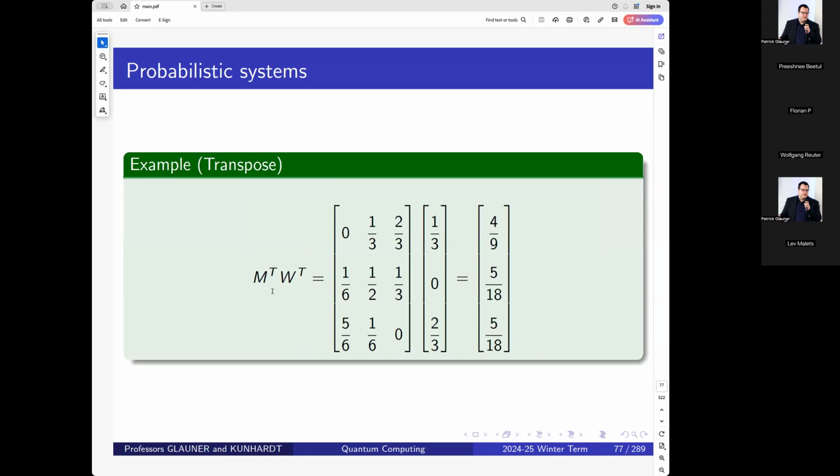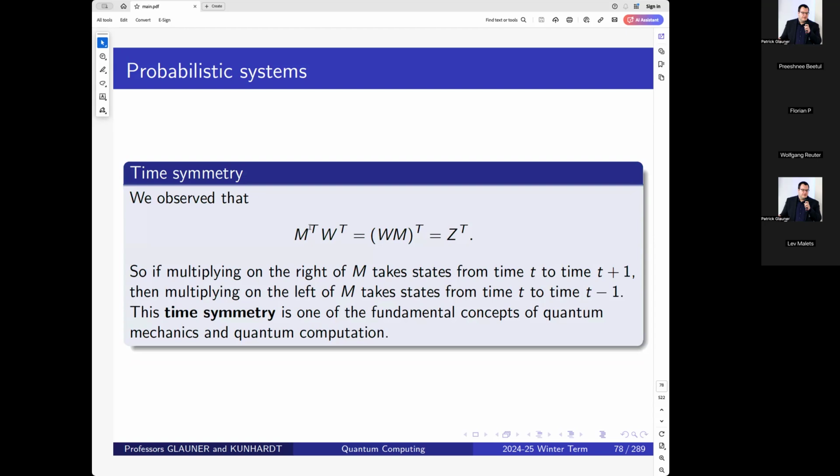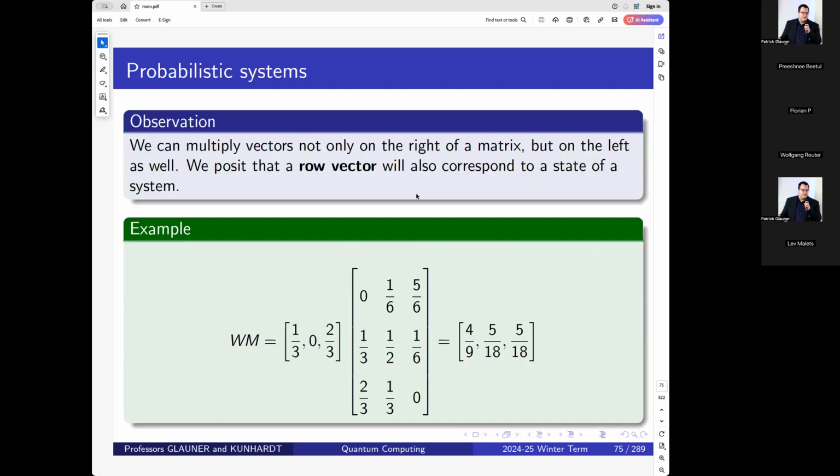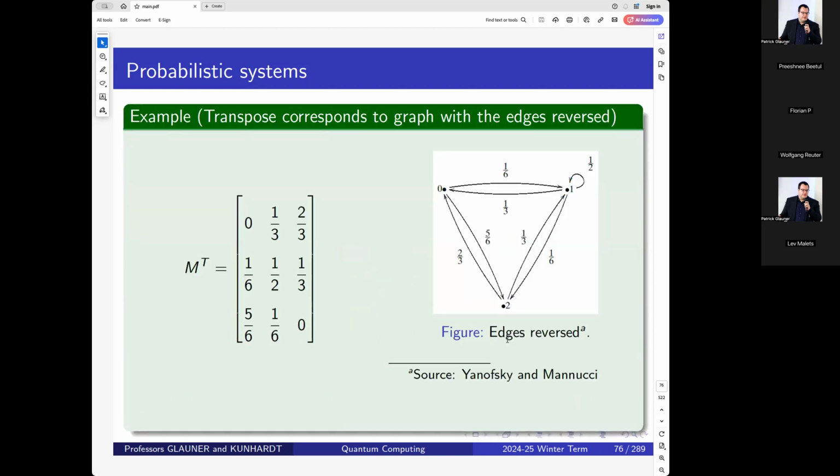And what I'm doing here is I'm taking my W and I transpose it, so I have a column vector, and I multiply it from the right with my matrix transpose, which is just going back in time. I'm getting the same as we've just done before. Because there's this time symmetry, we said before I have my row vector W multiplied with M from the left. I got a vector. Concretely, I got a row vector as a result.